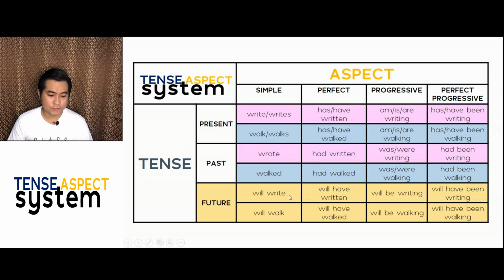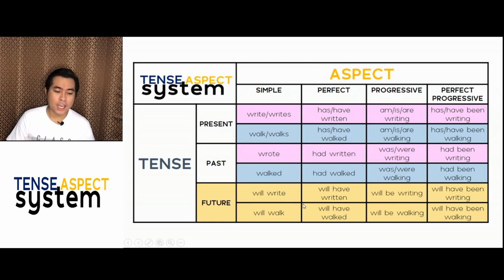Okay, and then we have the future perfect. For future perfect, we have will have, or shall have. Okay, so again, the same form for both regular and irregular verbs. So will plus have plus the past participle of the verb. And then for future progressive, we have will be, the same thing for both singular and plural subject, and both for regular and irregular verbs. But again, you retain the present participle form. So we have will be writing, will be walking.